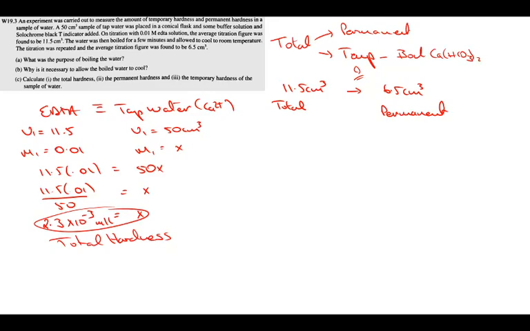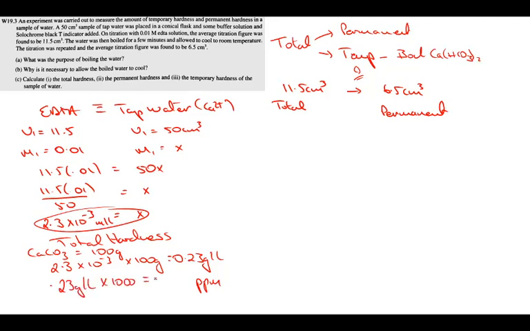But because it's a natural phenomenon, we have to give our answer back in parts per million. So we do know all hardness is due to calcium carbonate, which has a molar mass of 100 grams. So therefore 2.3 multiplied by 10 to the power of minus 3 moles per litre multiplied by 100 grams is equal to 0.23 grams per litre. And if I want to go to ppm, I take the 0.23 grams per litre, I multiply it by 1000, and that gives me 230 parts per million. And it's important for a question like that to give the answer in parts per million.